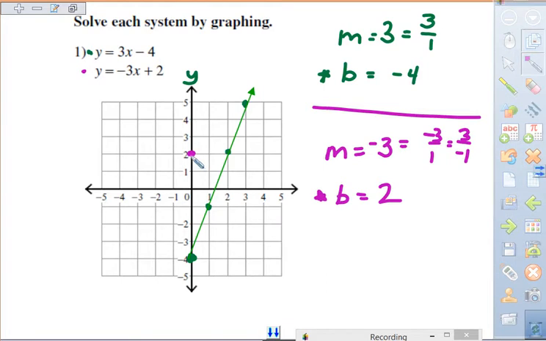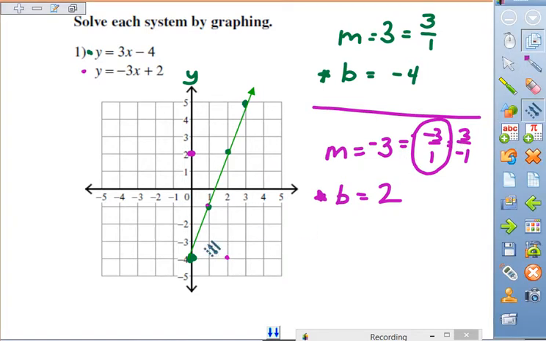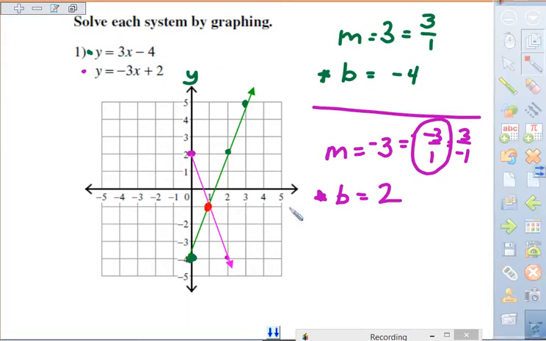Now I'm going to apply my slope. So if I do this first one that I had written down, that's going to take me down 3, forward 1, and it looks like I'm already touching. Down 3, forward 1, I'll just graph all 3 points for good measure. And then I'm looking to connect my dots. We're looking for our intersection point, so it looks like that happens right here. So our solution to the system is the coordinate 1, negative 1. We're trying to find where do those two graphs intersect.